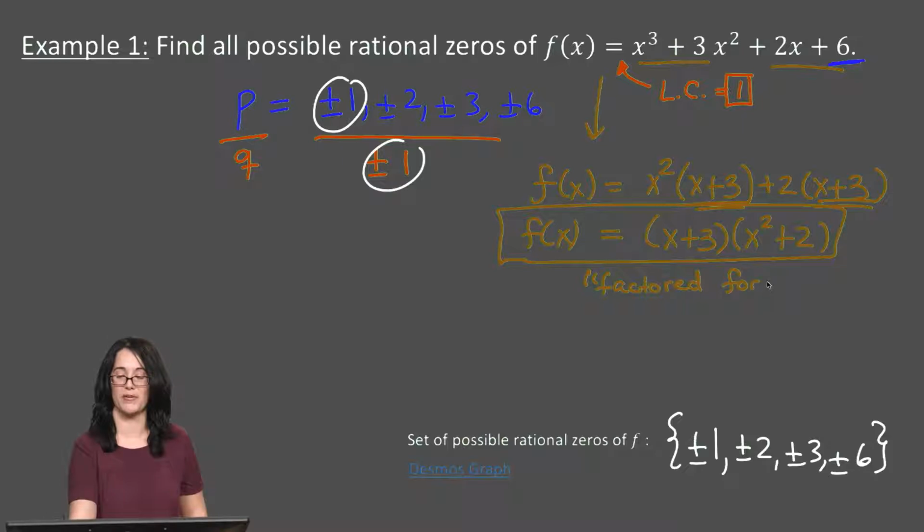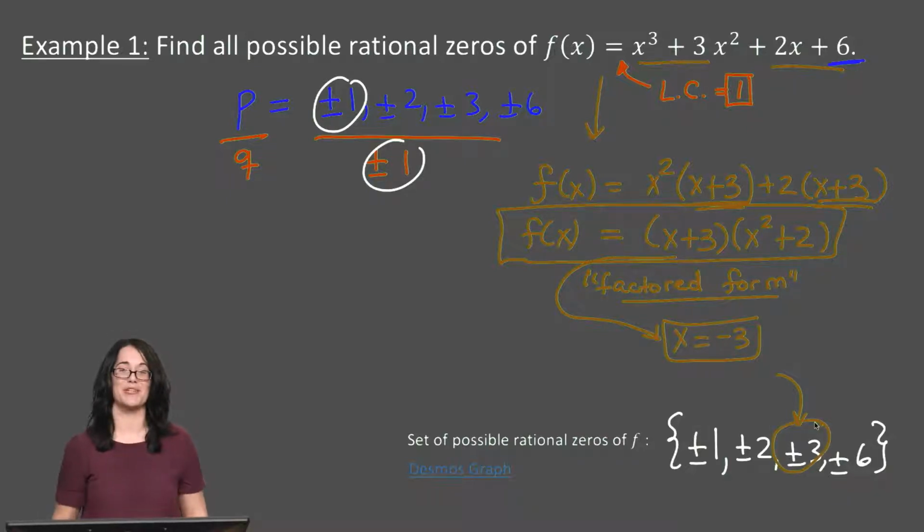that we talked about in our previous videos. With that factored form, we could then set each factor equal to 0 to find our x-intercepts. And we can see here that x plus 3, if it were set equal to 0, wouldn't that give us that x is equal to negative 3, which is in fact one of our possible rational zeros that we talked about.